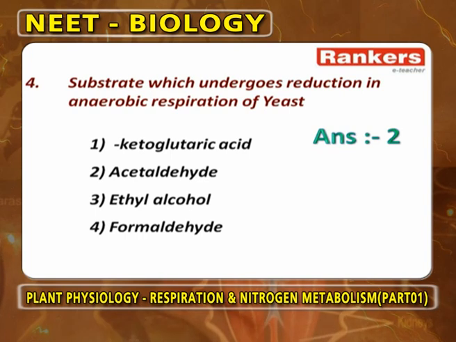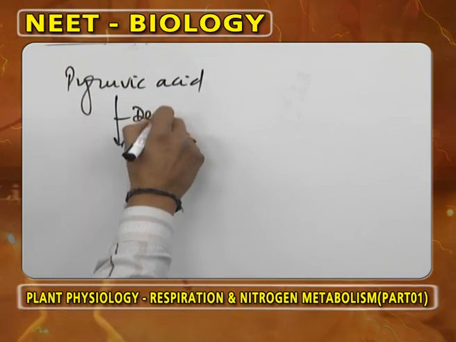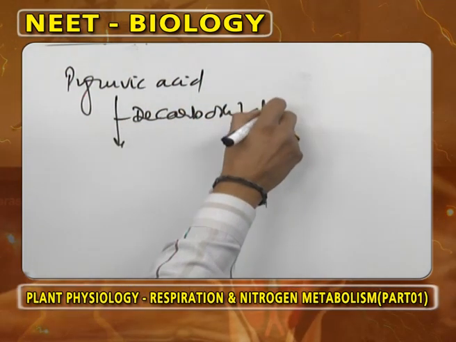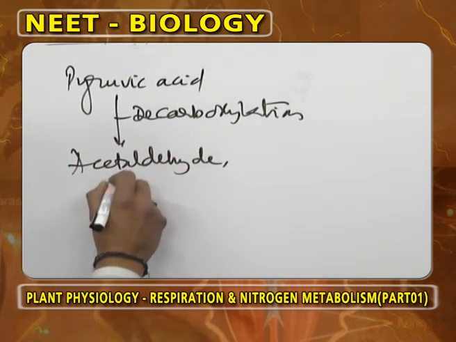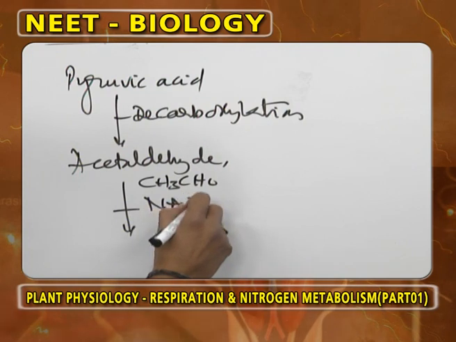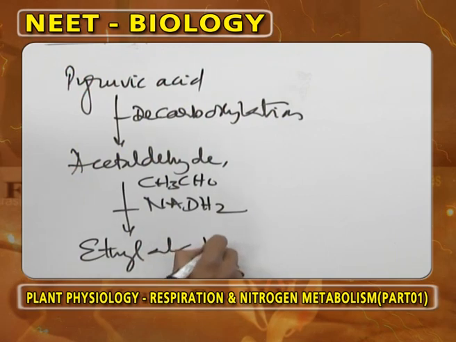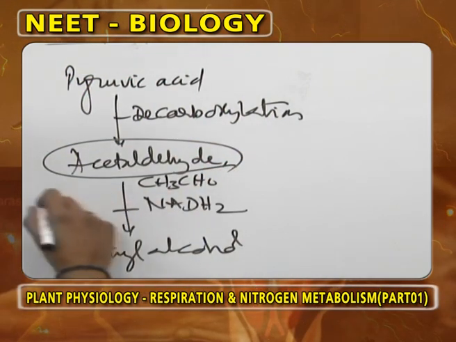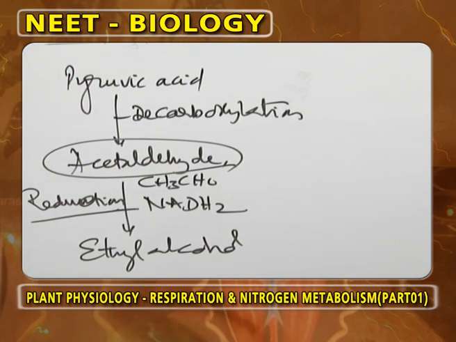Substrate which undergoes reduction in anaerobic respiration in yeast. When pyruvic acid undergoes decarboxylation, acetaldehyde is formed, CH3CHO. This acetaldehyde utilizes the NADH2 formed in glycolysis and converts into ethyl alcohol. So acetaldehyde is undergoing reduction to produce ethyl alcohol during fermentation.